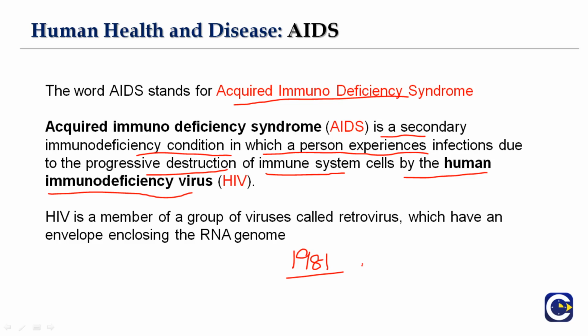To talk about this HIV virus, it belongs to the family of retroviruses. HIV is a member of the group called retrovirus, which has an envelope enclosing the RNA genome, which means it is an RNA virus. When it comes to viruses, they can have only one kind of genetic material but never both. Either it has DNA or it has RNA, but never both.